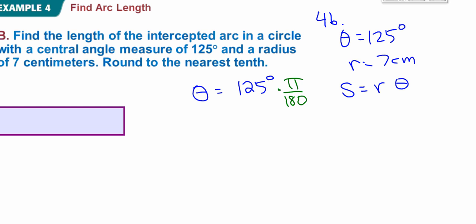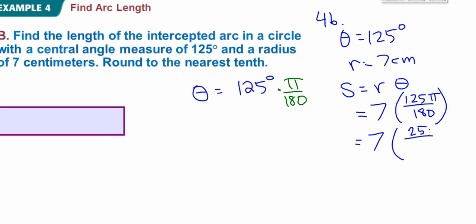And in this case, you're not asked for that angle, so if you want to reduce it, you can. If you don't want to reduce it, it's not a big deal either way, but it's going to be 7 times 125 pi over 180. If you did reduce it, 7 times, I think it's 25 over 30, pi over 36. So either way should give you the right answer.